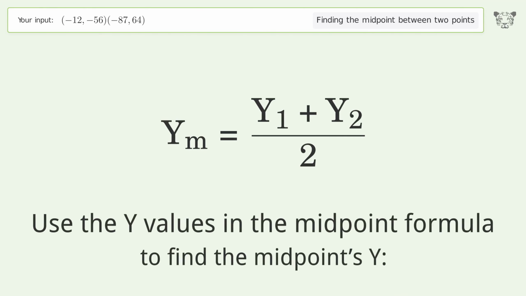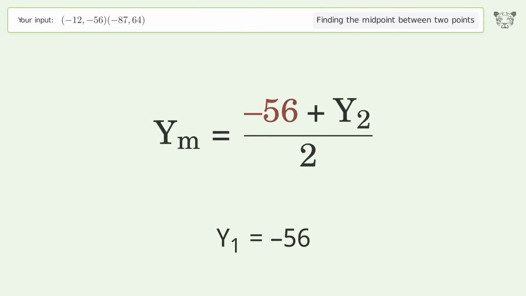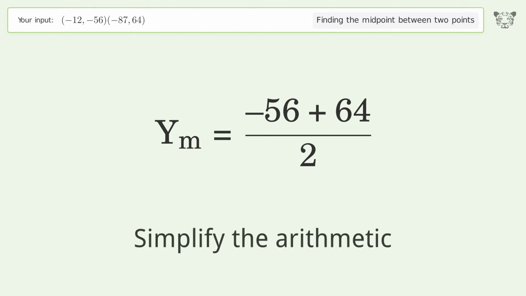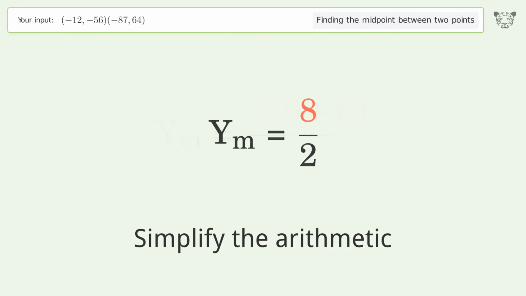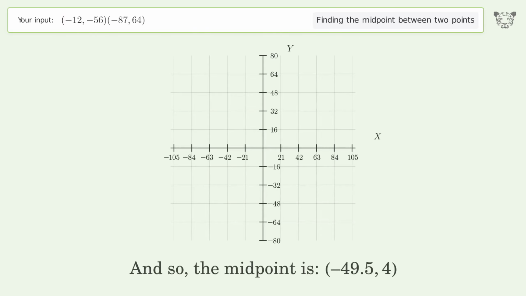Use the y values in the midpoint formula to find the midpoints y. y1 equals -56. y2 equals 64. Simplify the arithmetic. And so, the midpoint is -49.54.